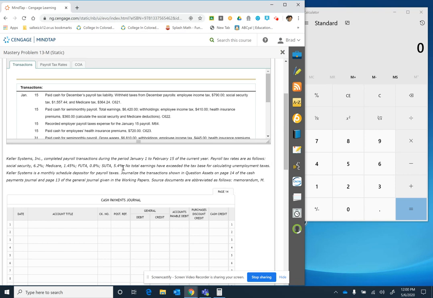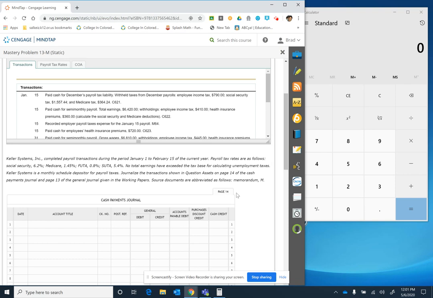We have our tax rates down here. They're also available up here on this tab. No earnings have exceeded the tax base for calculated unemployment. So that means none of the employees have earned over $7,000, so we don't need to exclude them from being taxed for federal and state. They are a monthly depositor for payroll taxes. And we're going to be journalizing these things on page 14 of the cash payments and the 13th of the general journal.